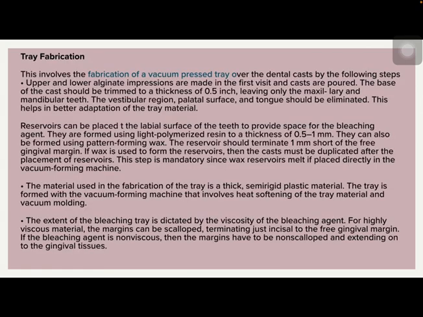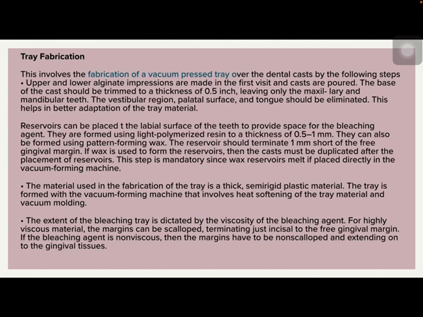Let's see about the tray fabrication procedure for vital teeth bleaching at home. This involves the fabrication of a vacuum pressed tray over the dental cast. In the first visit of the patient, we have to take an alginate impression of the upper and lower arch, and we have to pour a cast, and we have to trim the base of the cast to almost 0.5 inch thickness. We have to leave only the maxillary and mandibular teeth, and we have to trim off the vestibular region, palatal surface, and tongue area for better adaptation of the tray material.